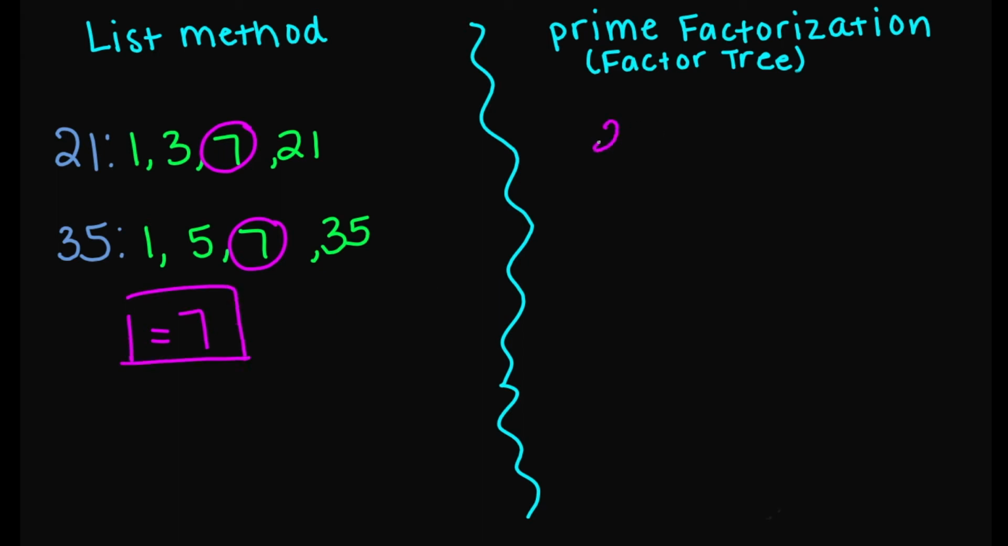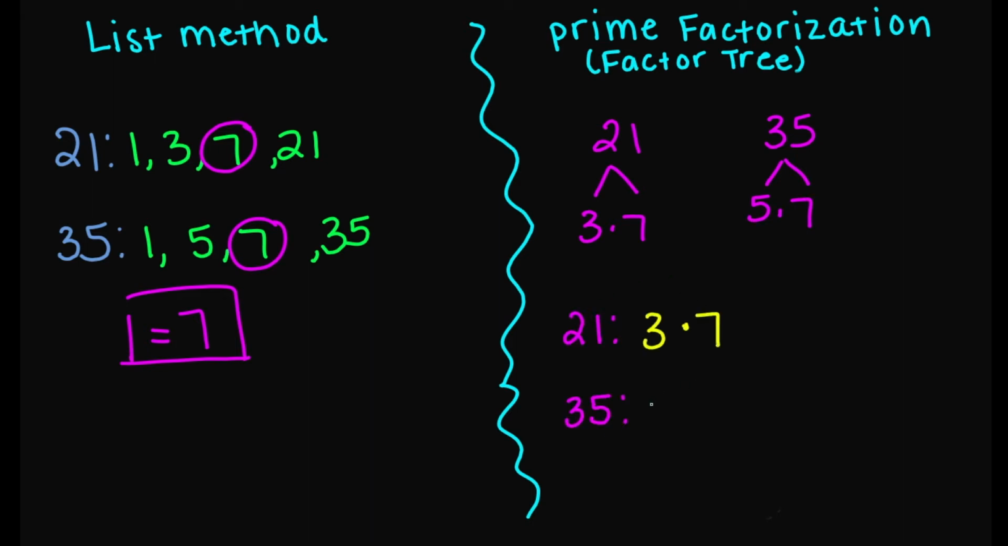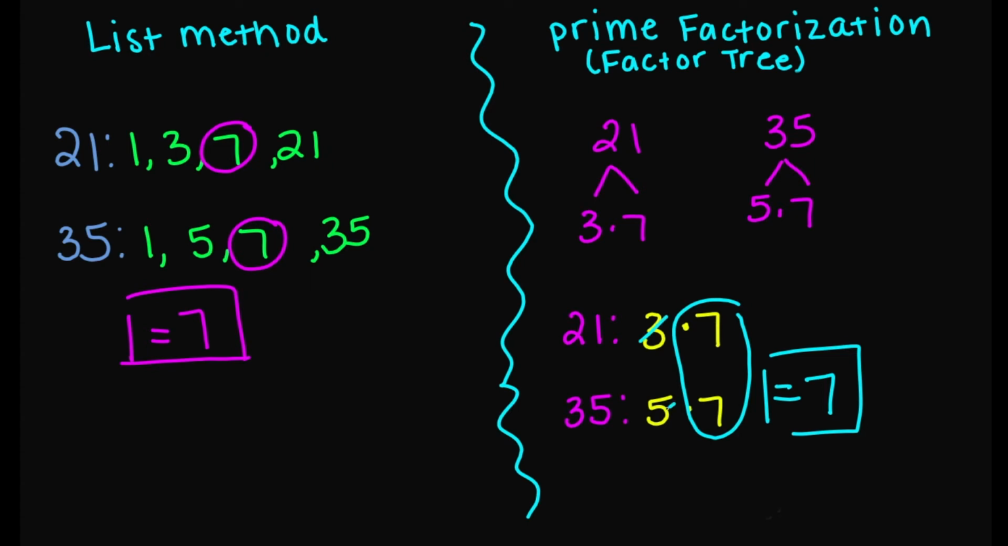Now let's try using the factor tree. So we have 3 times 7 here. They're both prime. I can stop here. And then for 35, we have 5 times 7. So 21, we have 3 times 7. And then 35, we have 5 times 7. So the shared factor between the two, we already said was 7. So if you do the factor tree, this is your answer right here. This 3 and this 5, they are left out.